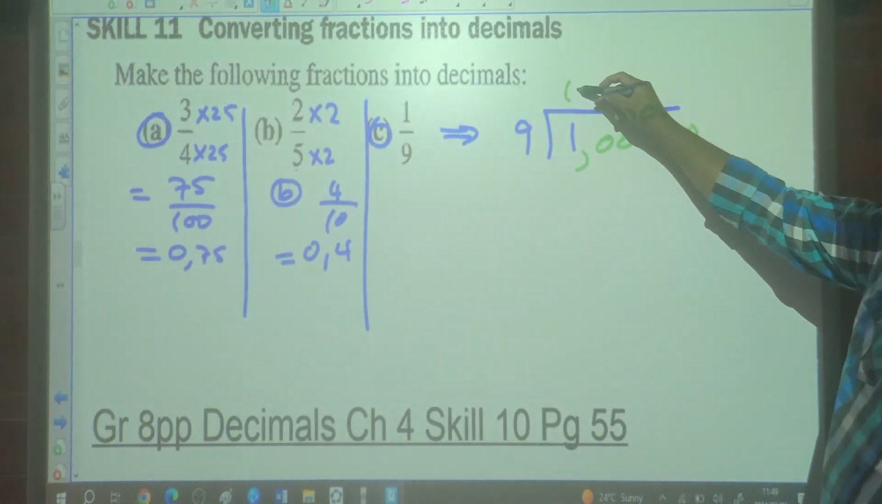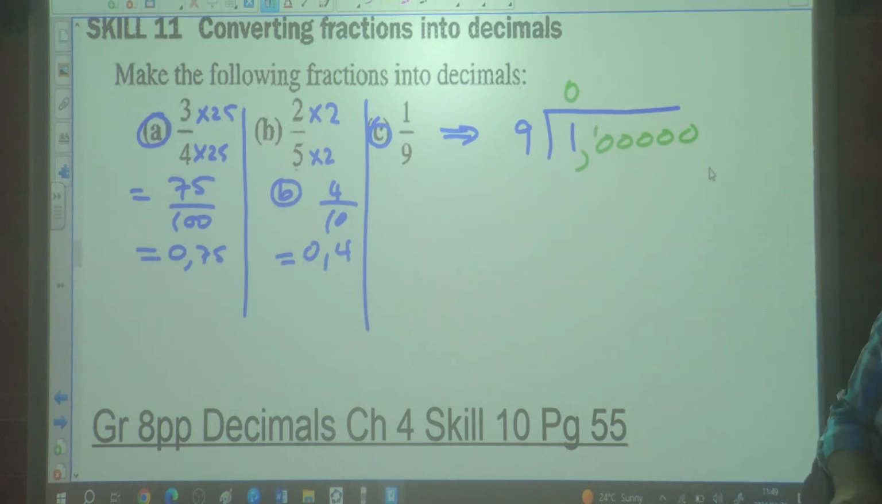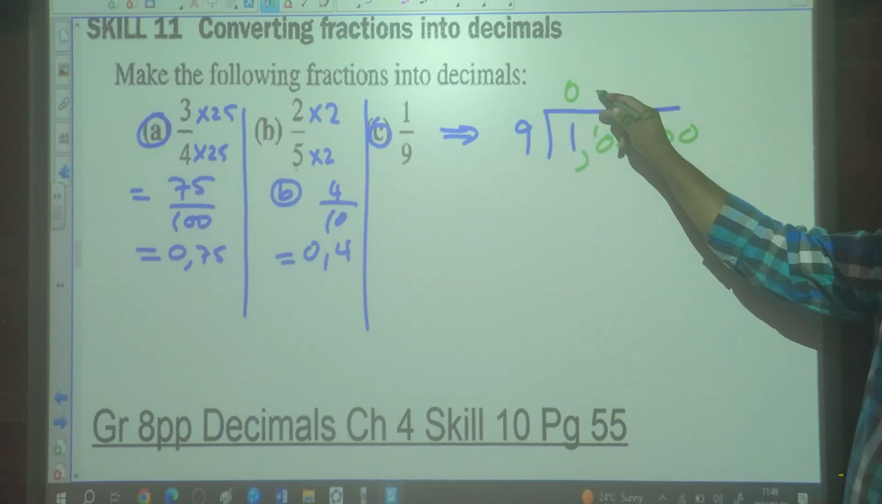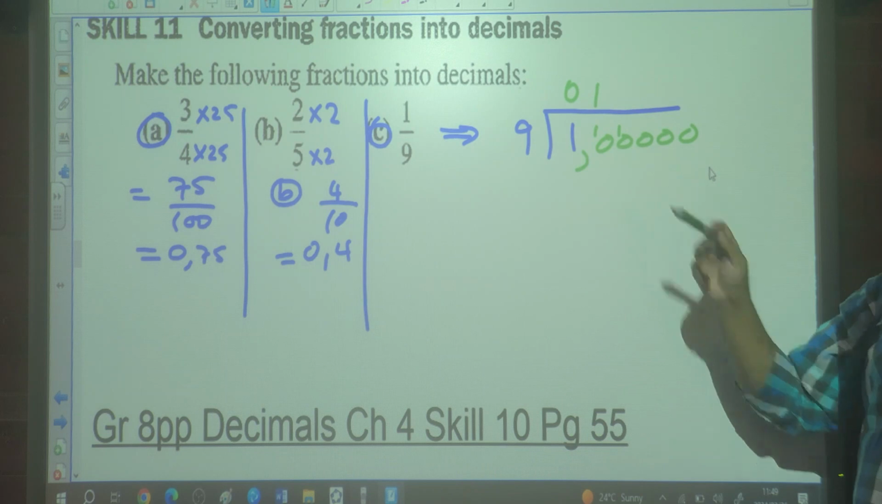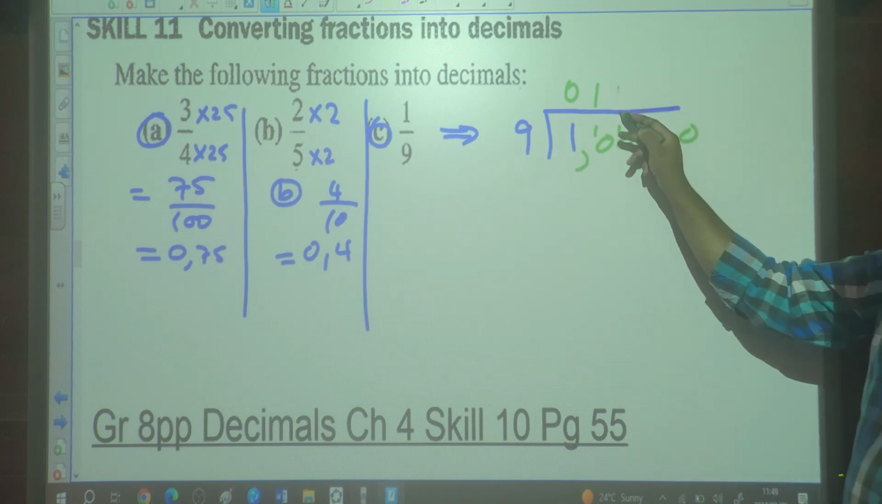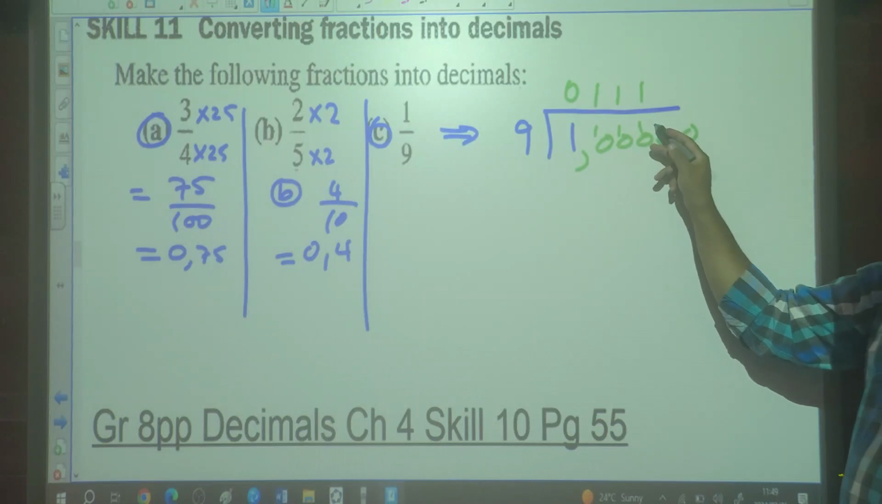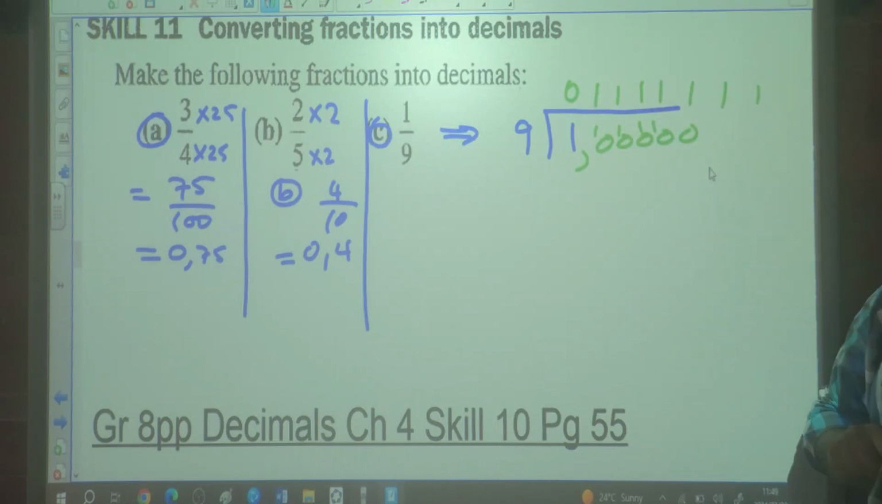Remember, it can't go into 0. Now this number is now 10. How many times is 9 going into 10? Once. How much is the remaining? 1. How many times is 9 going into 10? Once. The remainder? So what do you notice? A pattern is following all the time.